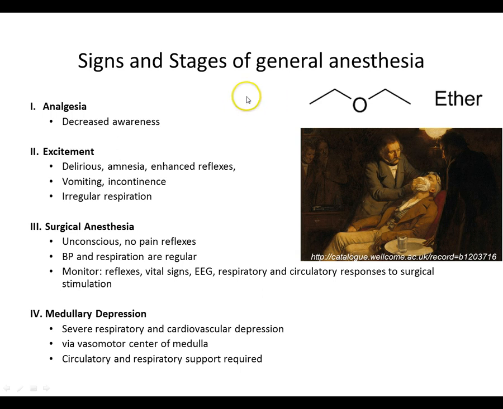The drugs that we'll be discussing, for the most part, act very quickly, and so we don't see the individual steps. But these slower anesthetics establish the different stages and levels of anesthesia. The first stage, as general anesthesia is just beginning, is the stage of analgesia, where there is decreased awareness of pain, and that's followed by a sort of counterintuitive phase of excitement or disinhibition. In this stage, patients become delirious. They can also have amnesia, but they have enhanced reflexes. They can experience vomiting and incontinence and irregular respiration, which is very dangerous.